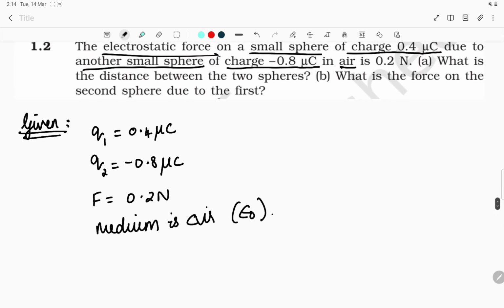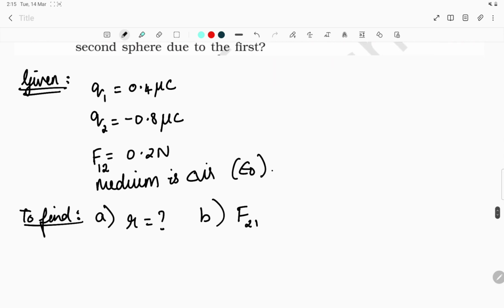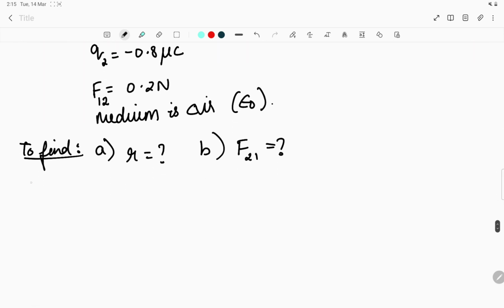So what is asked? To find A, the distance between the two spheres, and B, what is the force on the second sphere due to the first. Here the force on the first sphere due to the second sphere is given. What will be the force on the second sphere due to the first sphere? These two questions have been asked. What formula will you use? The only formula needed here is Coulomb's law.